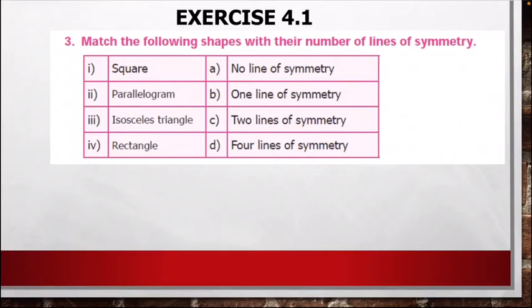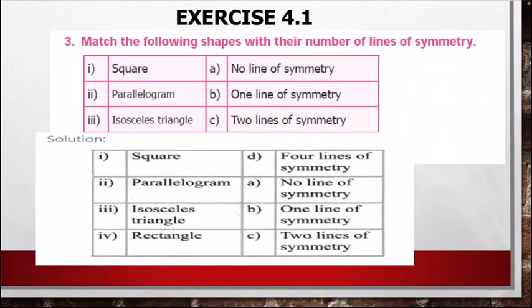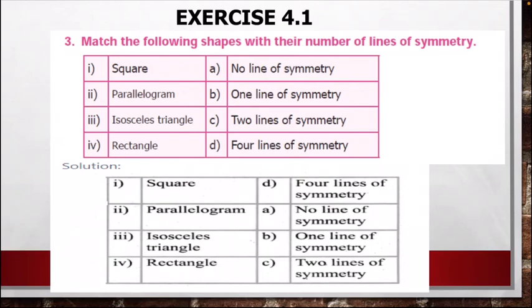So for a square, can anyone tell? Yes, it has 4 sides. If you cut the lines into 2, you have 4 lines of symmetry, of course. Next one, you have a parallelogram. A parallelogram is in the form of a rectangle in a slanting position, but it does not have any line of symmetry to it.